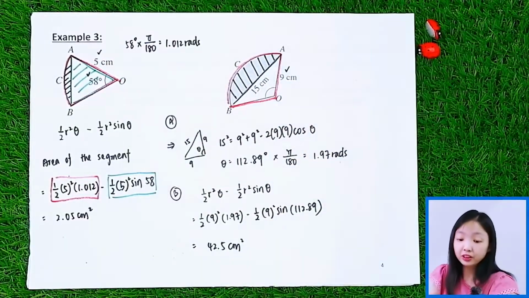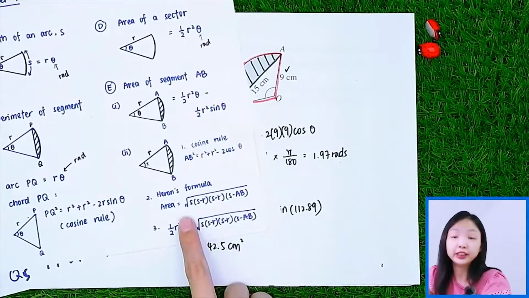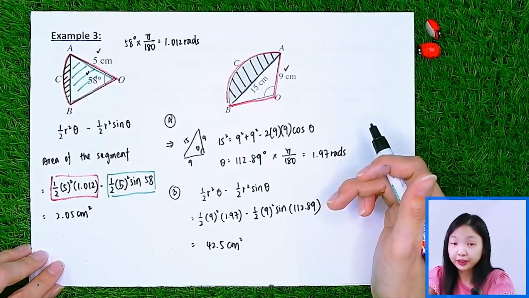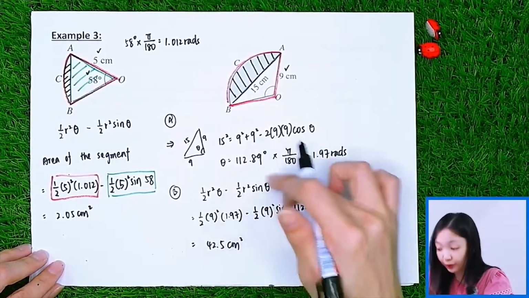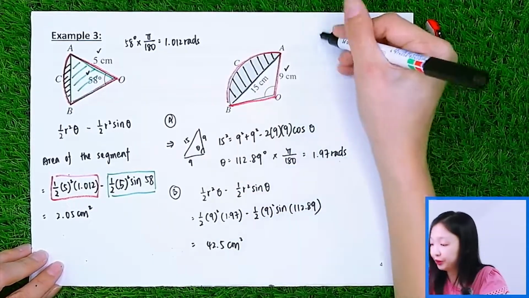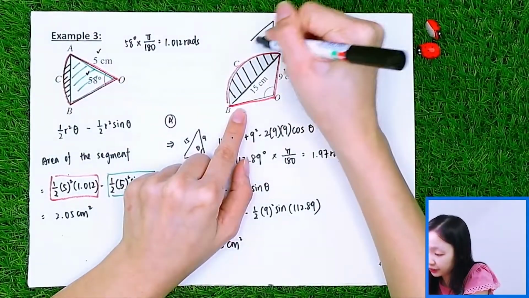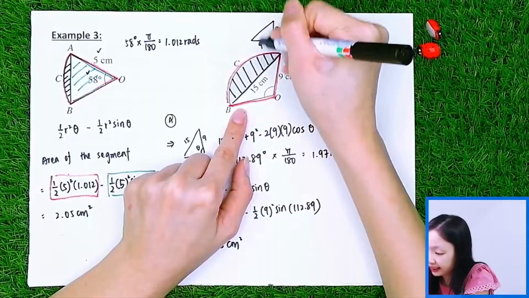You still remember the notes I told you about Heron's formula? Do you still remember how to use Heron's formula? Just in case you don't want to use this, let me show you. This is the triangle. I redraw the triangle. Here is 9, 9, 15.